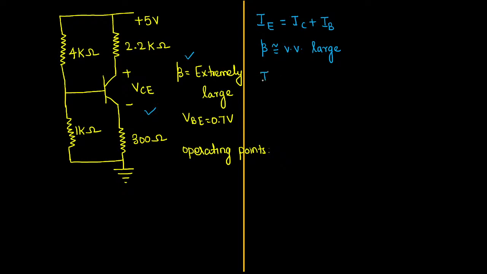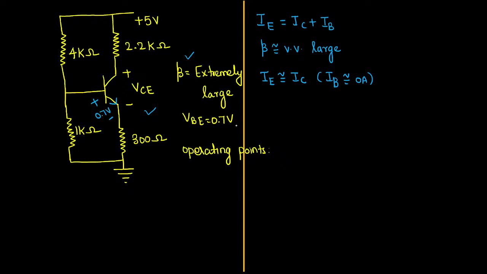This emitter current IE is approximately equal to the value of collector current IC. You know how to derive this relation. So I can say the value of base current is approximately equal to 0 ampere. It is an NPN transistor, so that value will be there, but it is approximately equal to 0. Remember this. Then they told that the value of base to emitter voltage is 0.7.